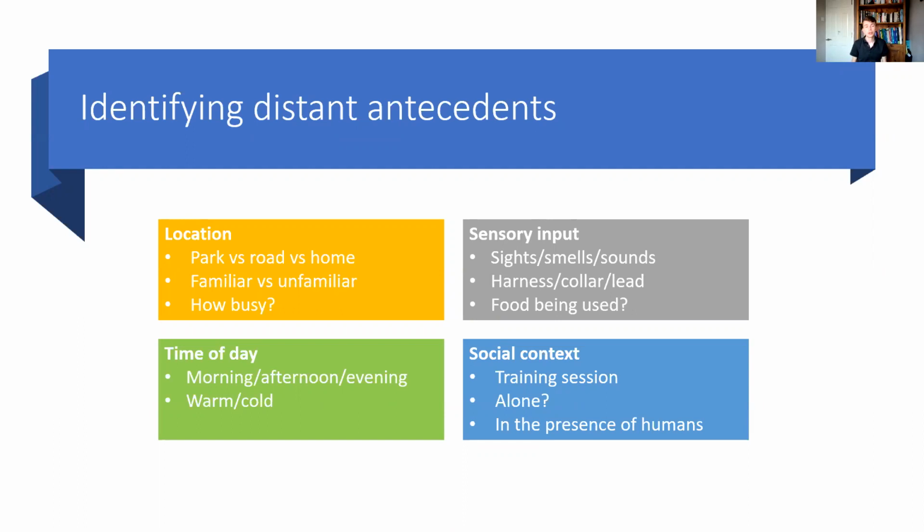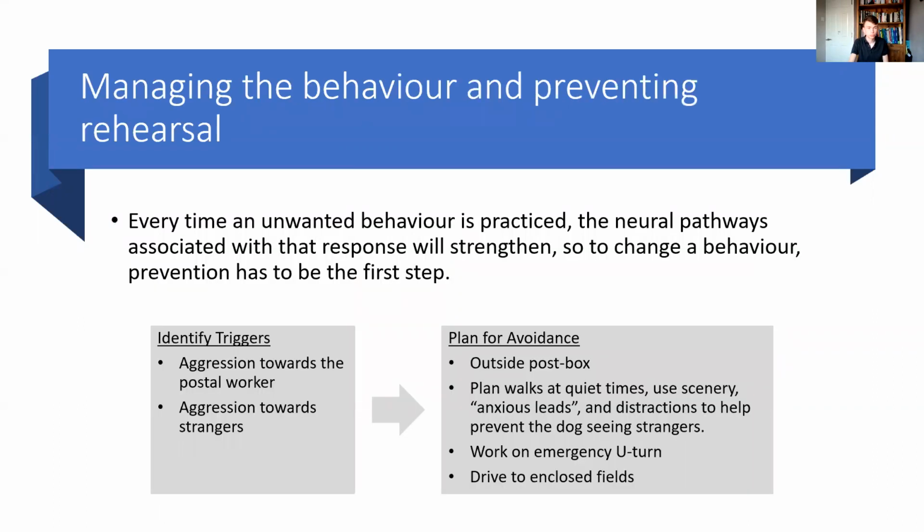So identifying those distant antecedents is key, and generally the best thing for that is creating some sort of diary, some sort of monitoring sheet that you can use to monitor those antecedents and know how your dog's going to respond a little bit better. And that allows you to predict whether your dog might respond fearfully or they might not.